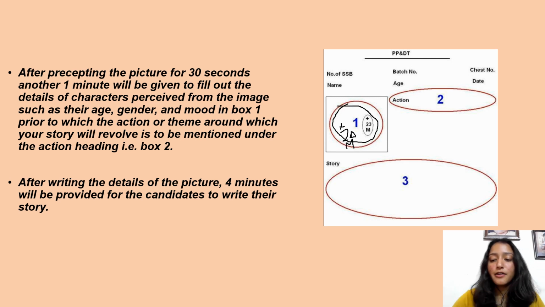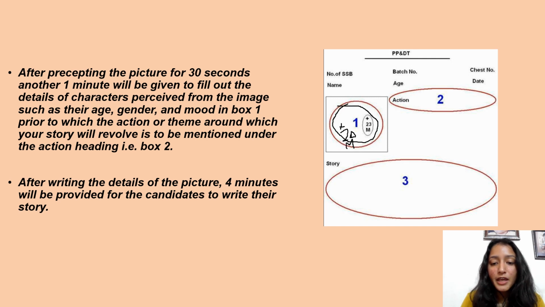And then you have to write the theme around which your picture is going to be revolving. For instance, a picture is shown to you and you can see a case of a robbery. So what exactly is your picture going to rotate around? Obviously, the theme or the action of robbery. So you have to mention the theme or the action on which your story revolves. That comes under the action or the theme part.